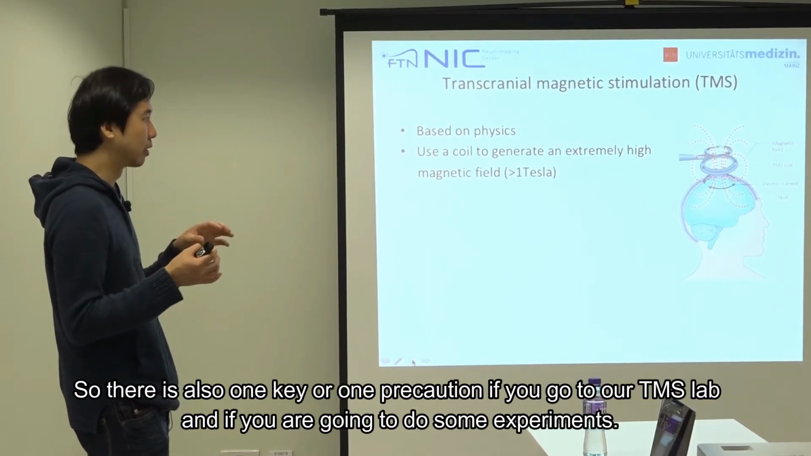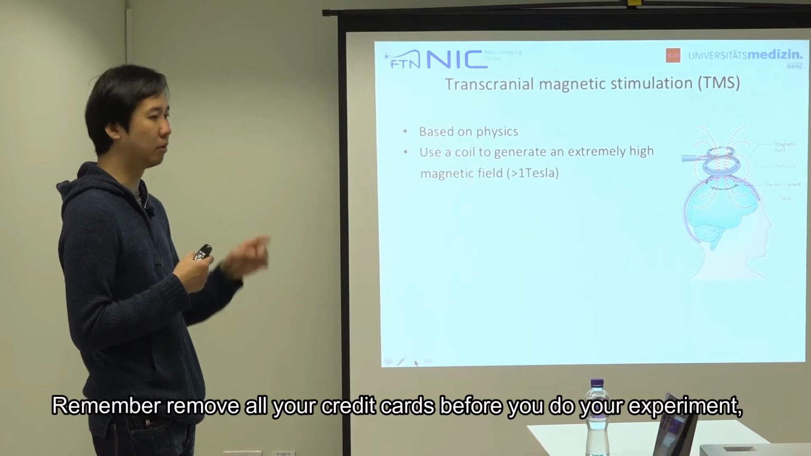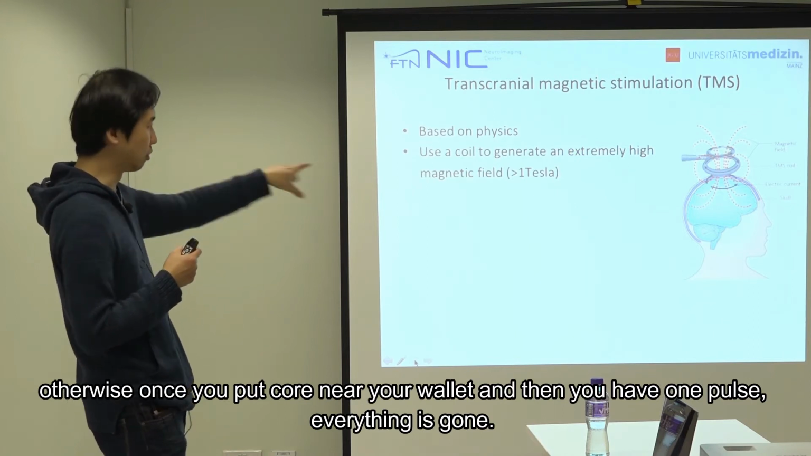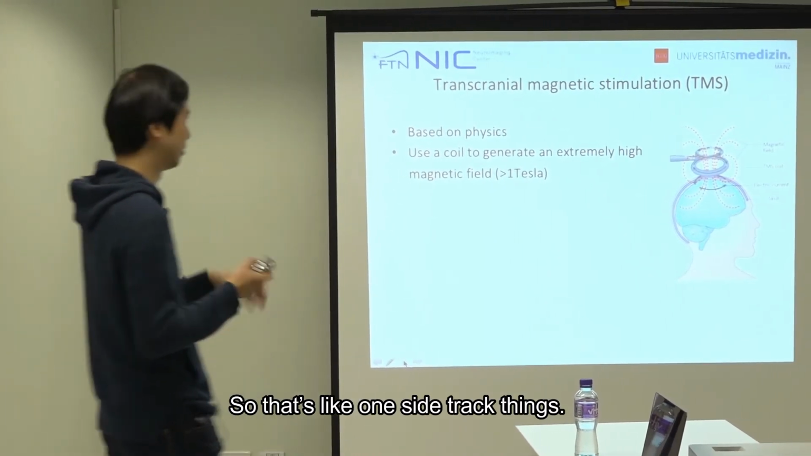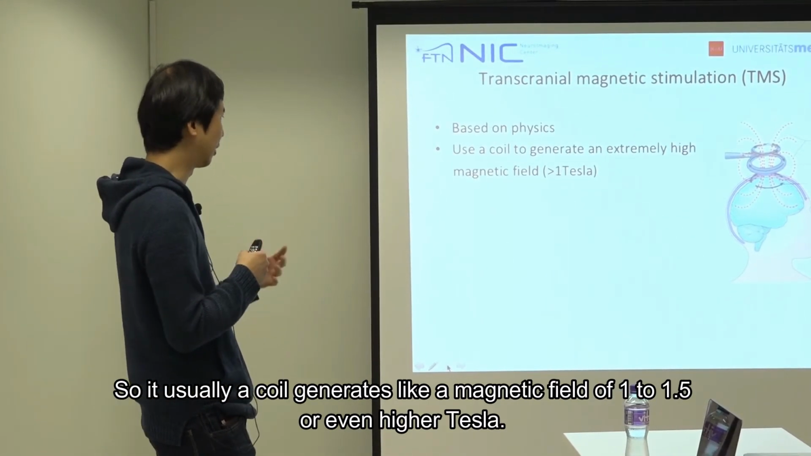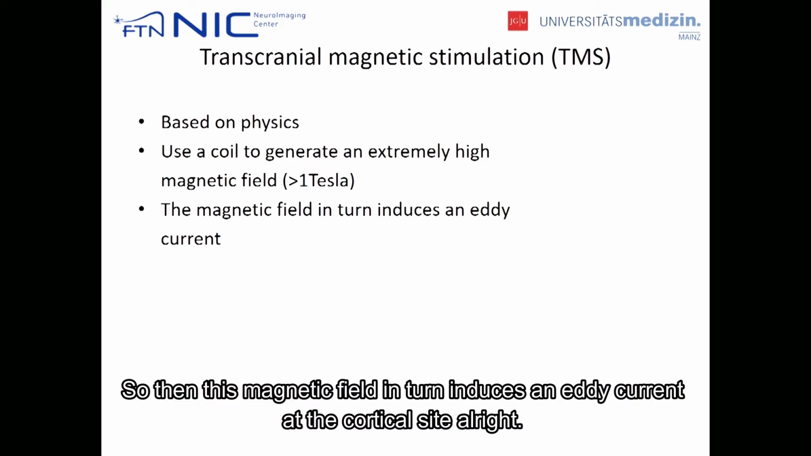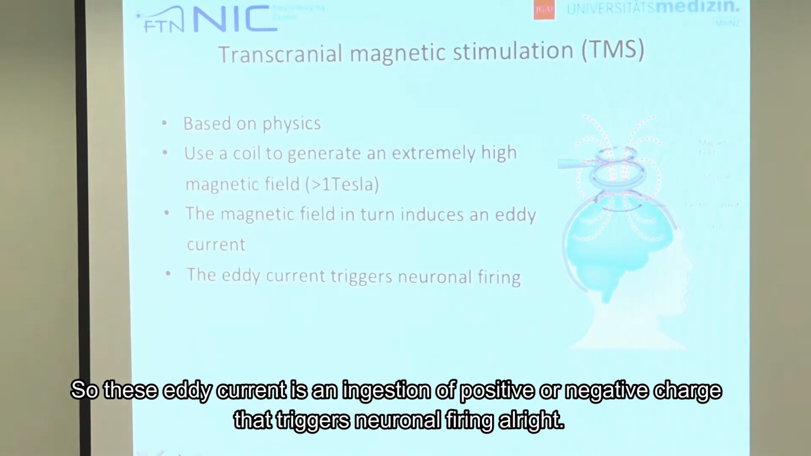So that's also one precaution if you go to a TMS lab. If you are going to do some experiment, remember to remove all your credit cards before you do your experiment. Otherwise, once you put the coil near your wallet and then you have one pulse, everything's gone. So that's a sidetrack thing. Usually, a coil generates a magnetic field of 1 to 1.5 or even higher Tesla. This magnetic field in turn induces an eddy current at the cortical site. All right. So this eddy current is an injection of positive or negative charge that triggers neuronal firing.